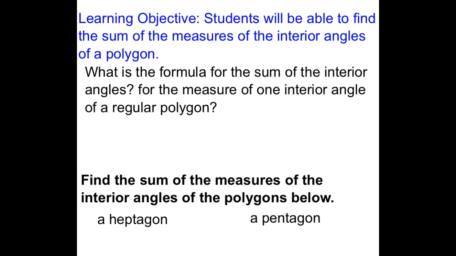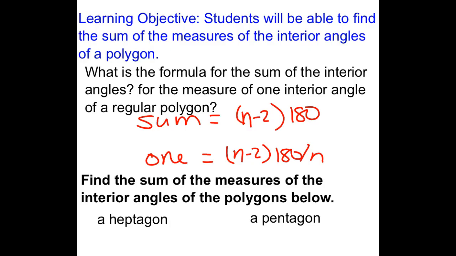So first off, do you remember the formula for the sum of the interior angles and for the measure of one interior angle? So we want our sum and we want one angle. So I want you to try to fill in both of those. See what you can come up with. Here are our two formulas we should have. The sum is n minus 2 times 180, and one angle is n minus 2 times 180 divided by n.